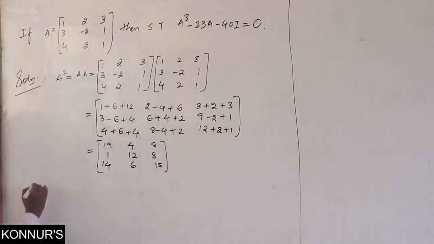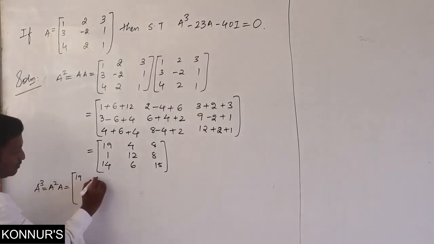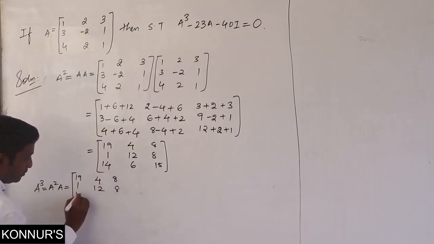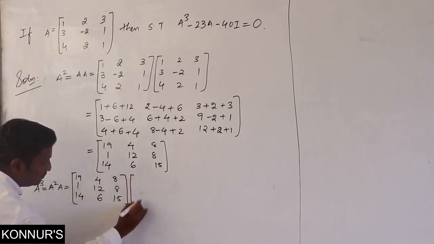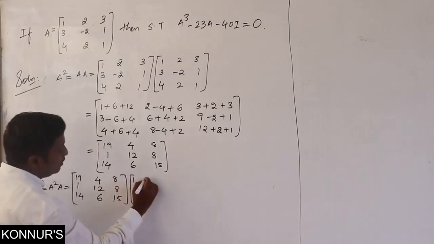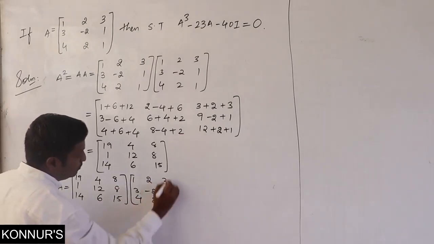Now what I need to find? A cube is nothing but what? A square into A. A square into A matrix. 19, 4, 8. 1, 12, 8. 14, 6, 15. A matrix is what? 1, 2, 3. 3 minus 2, 1. 4, 2, 1.